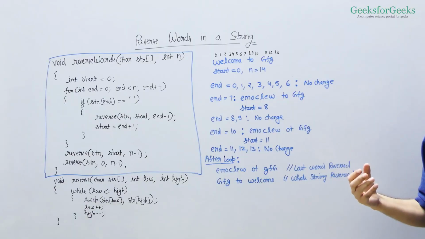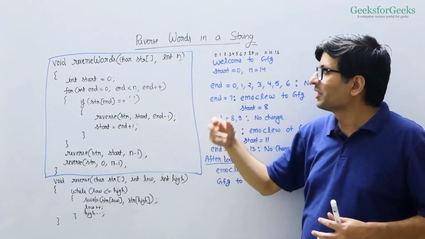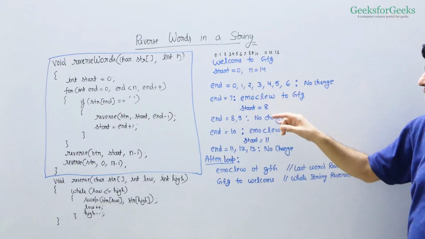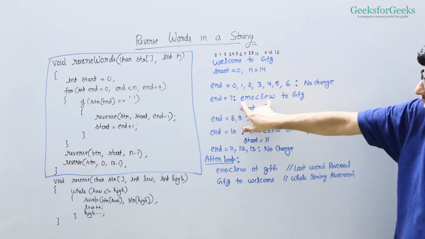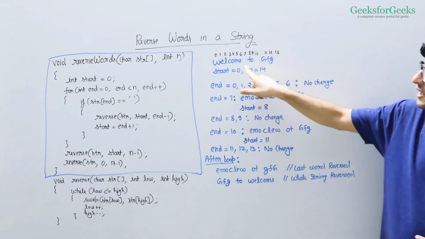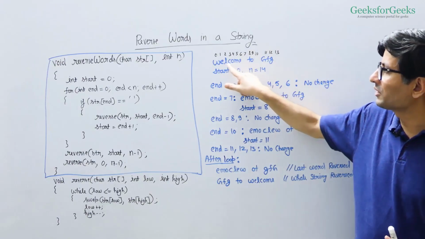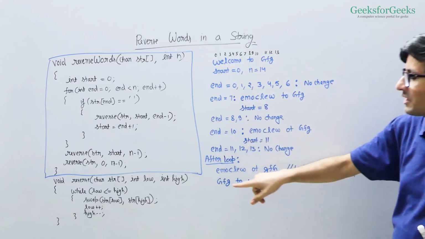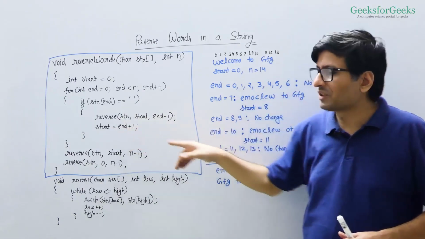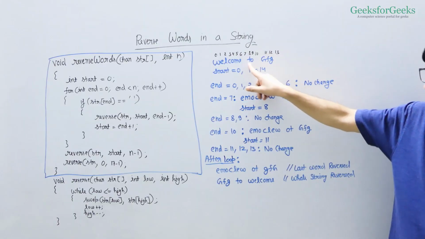And what do we do inside this if condition? We reverse the characters from start to end -1, which means 0 to 6. So these are the characters which are reversed, and these are the reversed characters, right? So we get the string as EMOCLEW. After reversing these, we set start equal to end +1. So our start now becomes 8, which is the beginning of the next word.